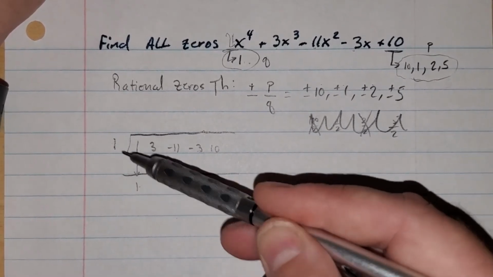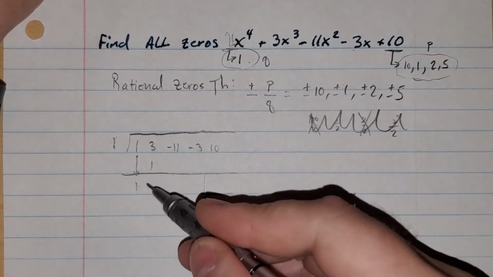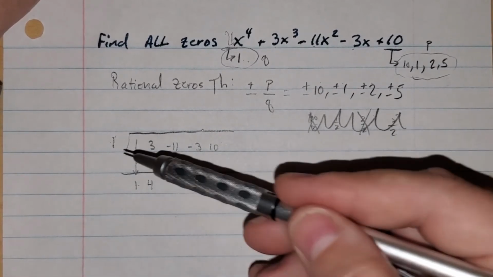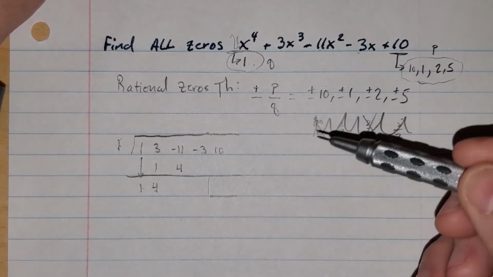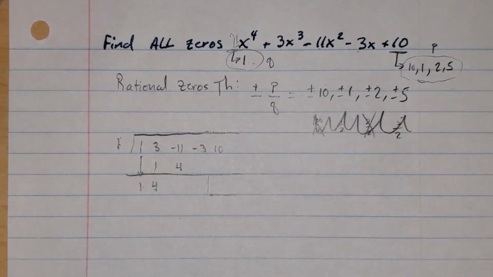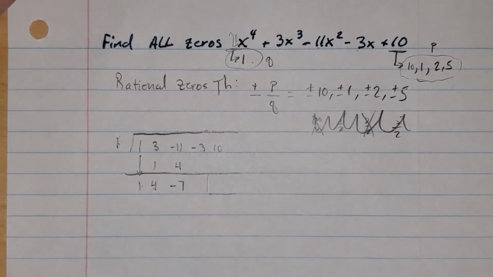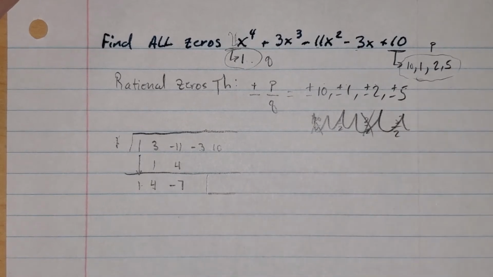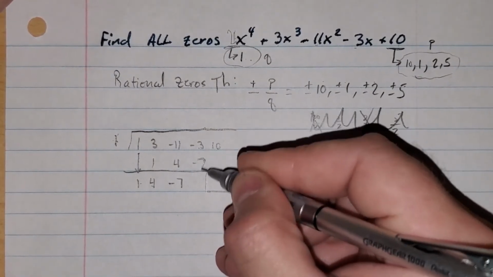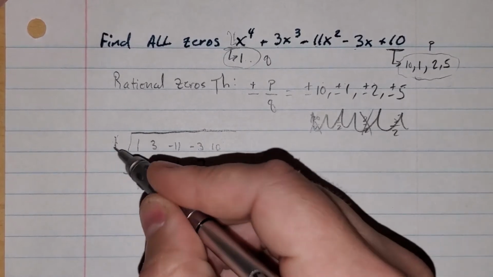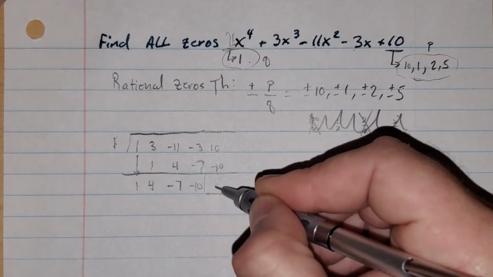So we multiply. 1 times 1 is 1. Now add. 3 plus 1 makes 4. Multiply. 1 times 4 makes 4. Add those. -11 plus 4 is -7. 1 times -7 is -7. Add these, you get -10, and 1 times -10 is -10, and 10 plus -10 is 0.